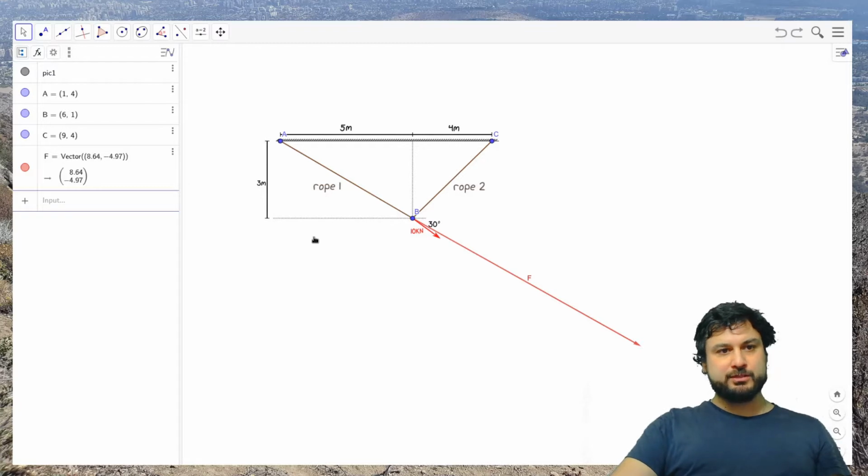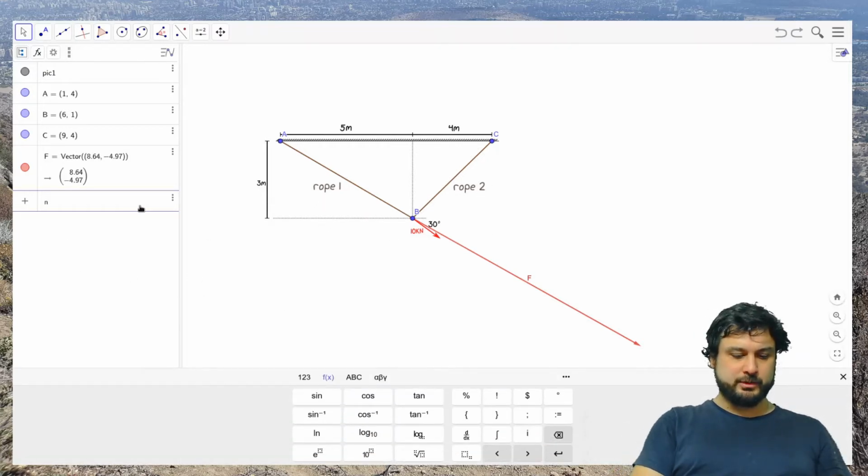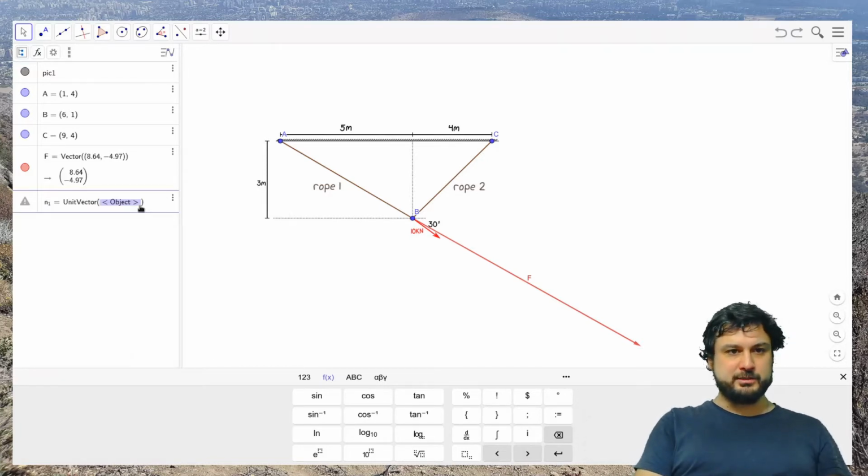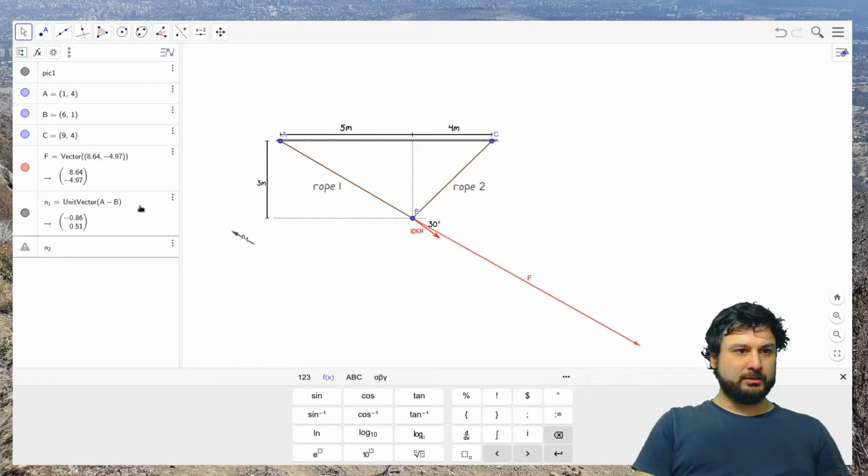So now what do we want? We want to define forces of unknown magnitude with the directions of rope 1 and rope 2. So we're going to start off by specifying a unit vector. We're going to call N1 a unit vector that describes the direction of rope 1 from B to A. There's a command called UnitVector. We can pick it here, and it takes an object and turns it into a unit vector. So we want a unit vector from B to A. That would be the position of A minus B. There we go. And we'll specify another one to go from B to C. So UnitVector of C minus B, and there's N2.